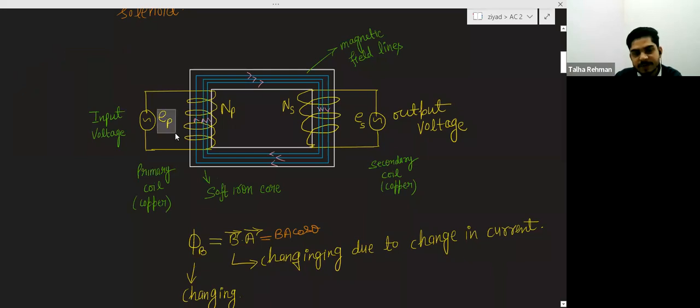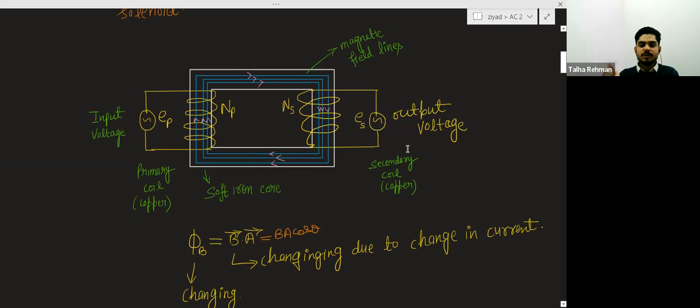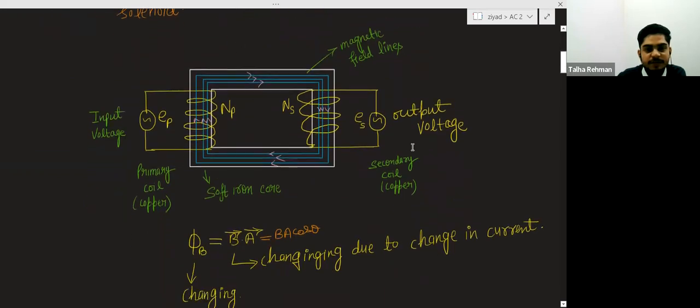So this is the input voltage, represented by EP, and this is the output voltage, the required one, represented by ES. NP is the number of turns in the primary coil, so I am writing NP here.